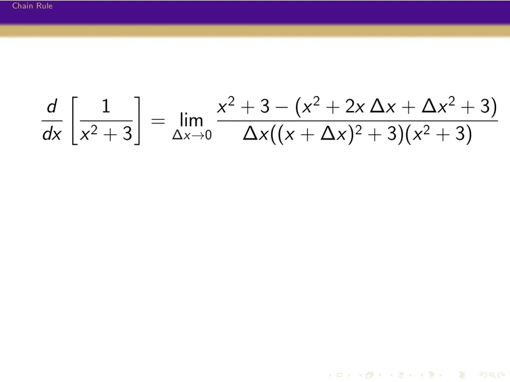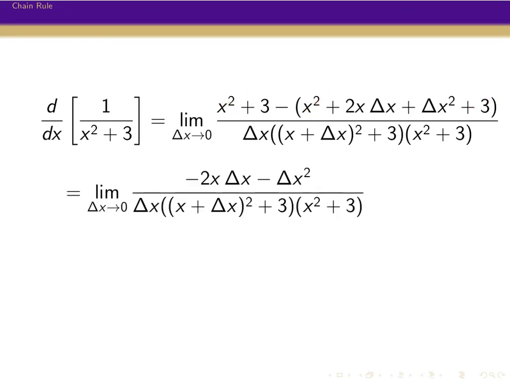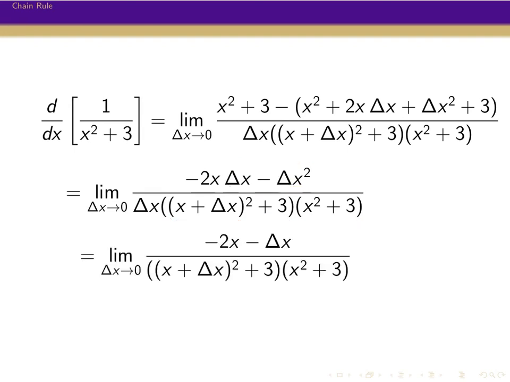Yeah, so as we remember, that's going to cancel with that. That cancels with that. And we're left with minus 2x times delta x minus delta x squared on top, and then divided by delta x times our common denominator on the bottom. Now when we look at this, we've got a delta x here, and we've got a delta x squared there. So both terms on top have a delta x. So we can factor that delta x out and cancel it with the delta x on the bottom.